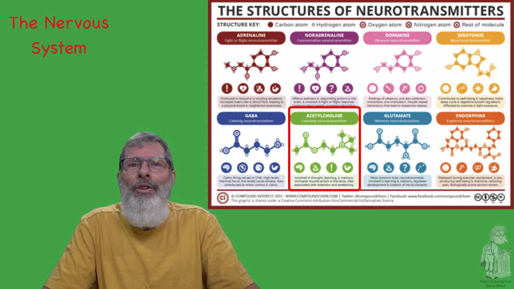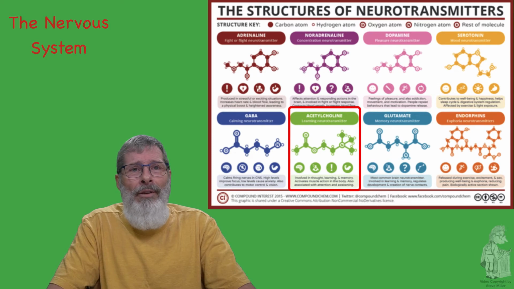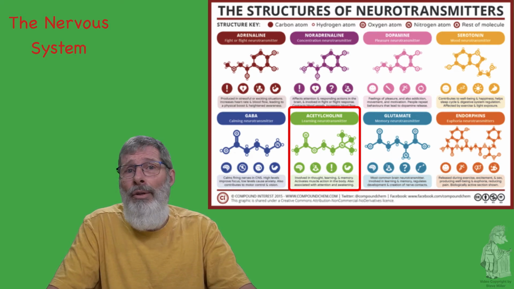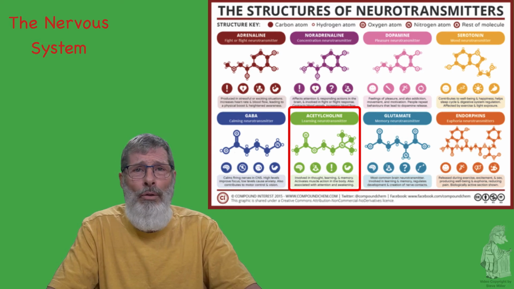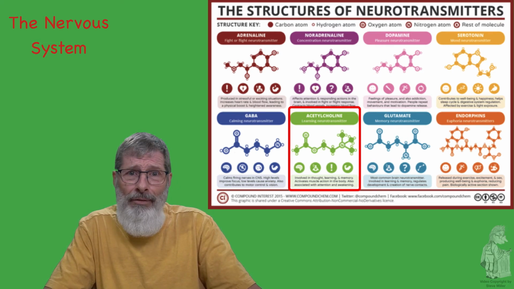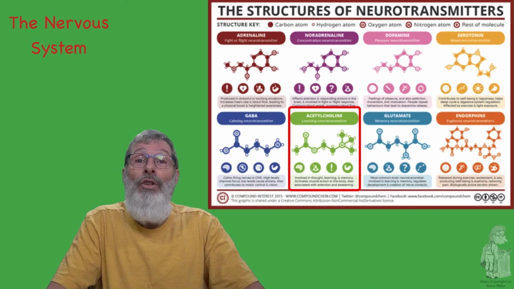Let's look at the following transmitters. We're going to look at acetylcholine, dopamine, norepinephrine, epinephrine, serotonin, amino acids, and endorphins. So let's begin with acetylcholine, which was the first to be discovered, and it's an excitatory transmitter. It causes our muscles to contract.